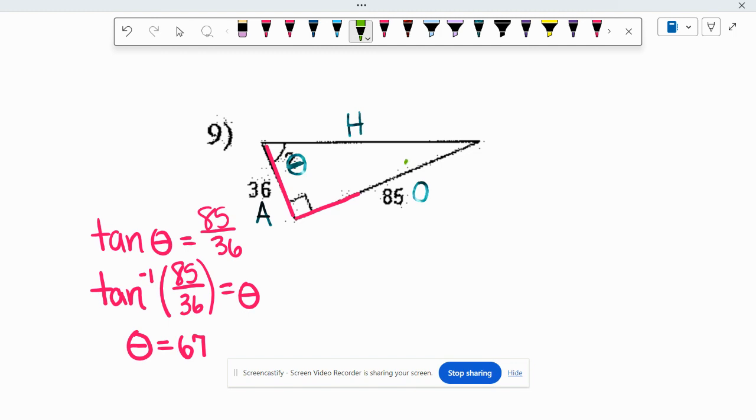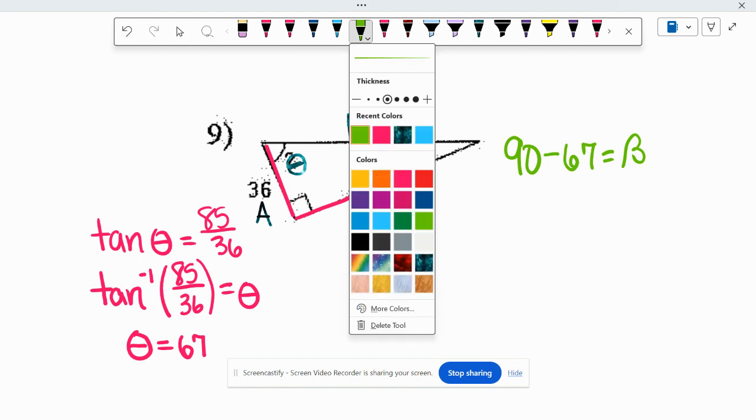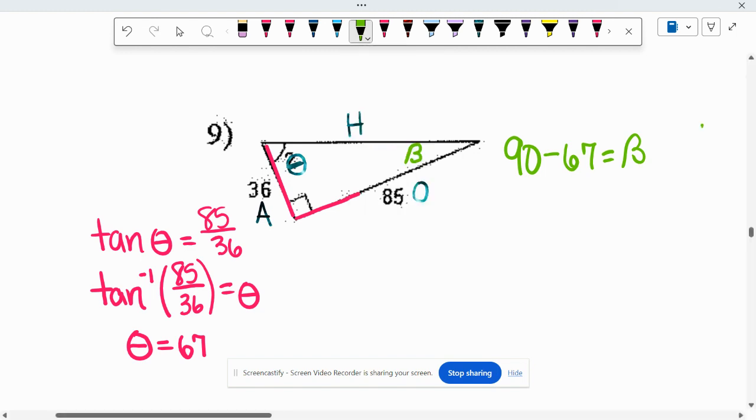If theta is 67, I'm going to call this other angle down here, beta. So how do I figure out angle beta? Well, I'm going to do 90 minus 67 equals beta. So what is 90 minus 67? So beta equals 23.